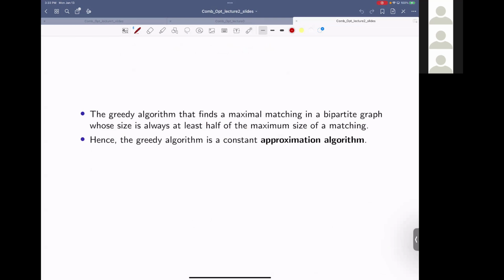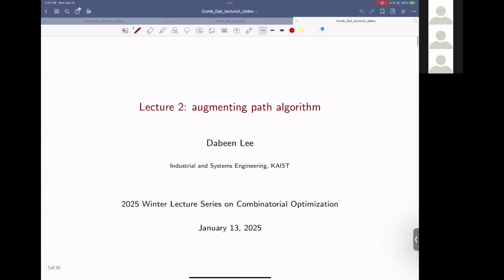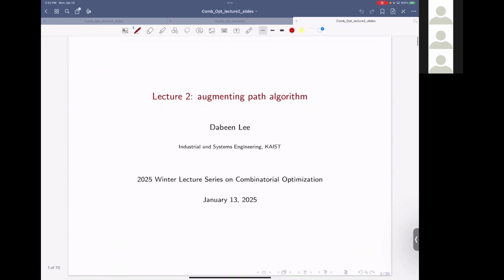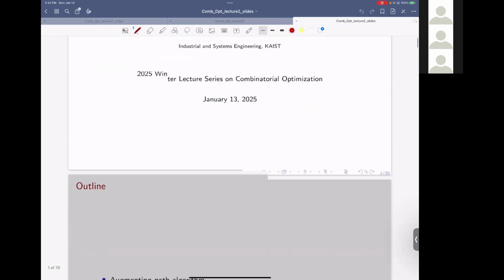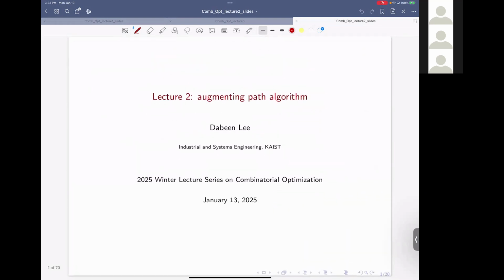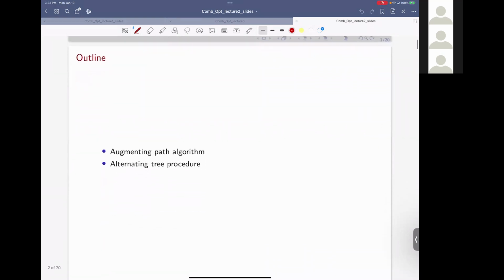So the second lecture is about computing the maximum matching. There can be multiple maximum matchings, and I'll be happy with finding one of them. Instead of a 50% approximation, I want to compute the maximum size. And the algorithm is called the augmenting path algorithm, and it has two components. So again, you find the path and you increase the size of a matching by 1.